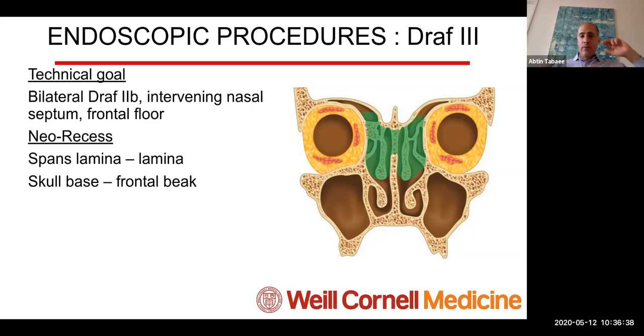The concept of a Draf III is to basically make a neo-opening that expands from one lamina papyracea all the way to the other. So the entire frontal sinus floor is removed. All the ethmoidal cells in front of and behind the recess on both sides are cleared. A superior septectomy is performed. Both middle turbinates are removed. This creates a very wide opening, and it allows for a lot of potential disease to still not result in complete obstruction or stenosis.